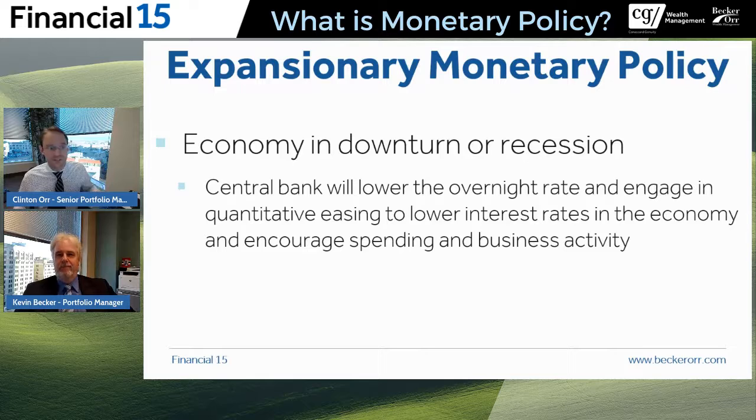There's expansionary monetary policy, and then there's contractionary monetary policy. With expansionary monetary policy, if the economy is in a tough time, in a downturn or a recession, you'd see central banks lower those overnight rates, lower the interest rates, and provide that incentive for people to go out and spend, because they're not going to get as much in the bank and debt's going to be cheaper.